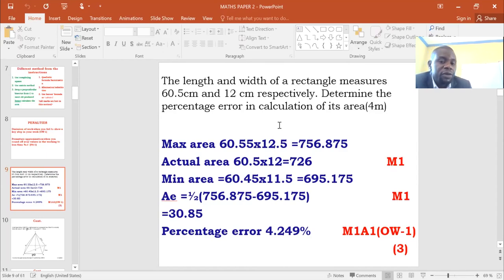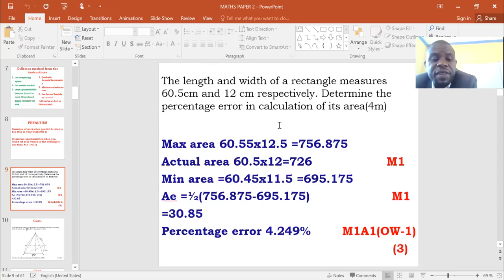Then you go to finding the absolute error: maximum minus minimum divided by 2. That shows that you have the idea of how to get the absolute error. You add another method mark. Now, this student has gone direct to find the percentage error. Of course, we expect that you take the 30.85 and divide by the actual, which is 726. That student has done that in a calculator and got the correct answer, which is 4.249. And actually, that is the right answer.